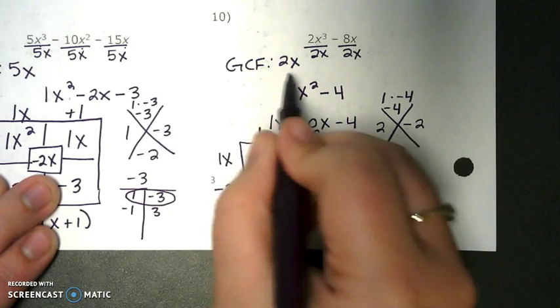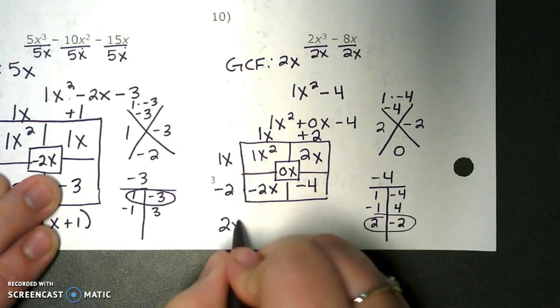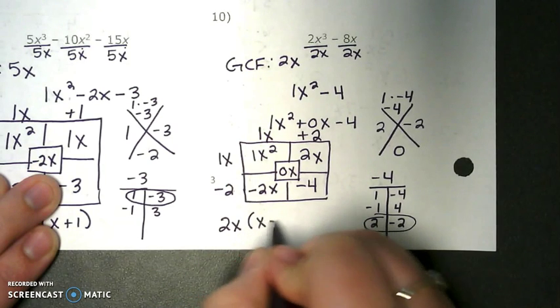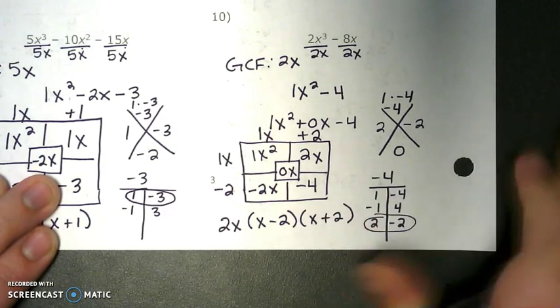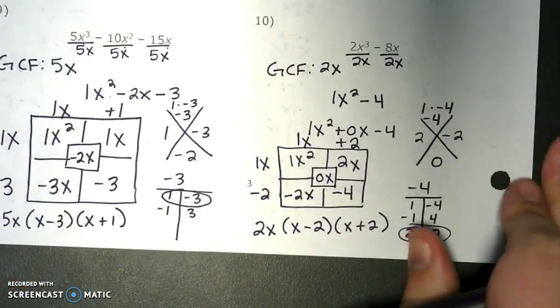So our final answer is the 2x that we took out in the beginning, x minus 2, and x plus 2. So these are all the answers to our notes from factoring trinomials.